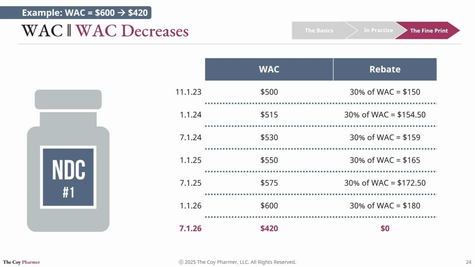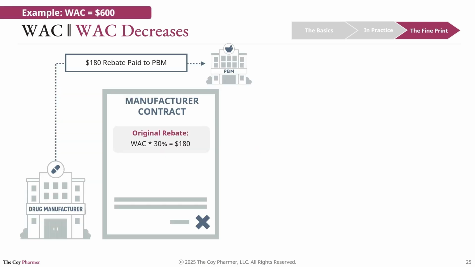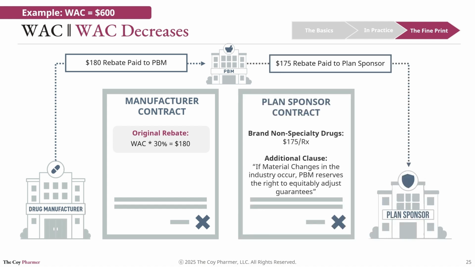And so they've come out with some strategies where potentially they decrease the WAC. So in this example, the WAC was $600 with a $180 rebate on 1/1, and then on 7/1, they suddenly changed the WAC to decrease it significantly and abolish the rebate. So in this example, again, we're reviewing the base case for what happens to the PBM. So originally they were getting $180 rebate paid to them. The original rebate was WAC times 30%.